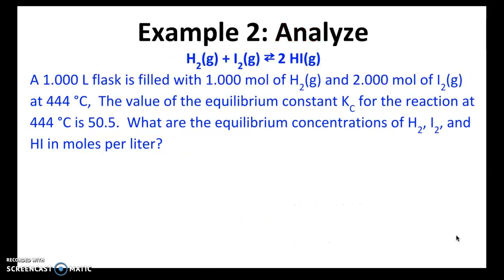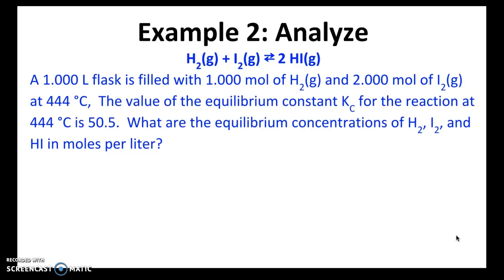Okay, so now we're going to look at some other examples where, in this case, it's going to be a little bit more tricky. In this example, they tell you a 1 liter flask is filled with 1 mole of H2 and 2 moles of I2 at 444 degrees Celsius. I think in yours it says 448, so you go ahead and change that. The value of the equilibrium constant Kc for the reaction at 440 degrees Celsius is 50.5. What are the equilibrium concentrations of H2 and I2 and HI in moles per liter?